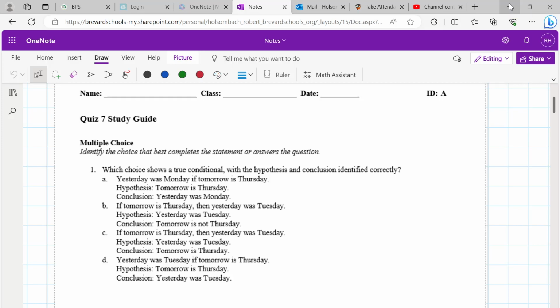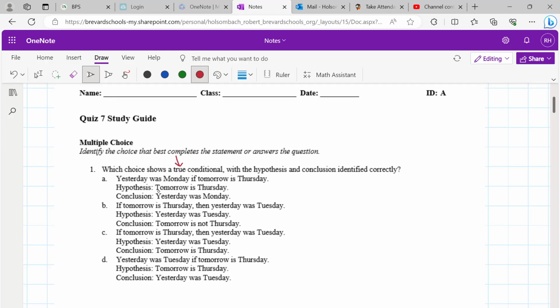All right, so let's do this study guide for quiz 7. And looking at number 1 here. Identify the choice that best completes the statement. Which choice shows a true conditional? All right, that's the key to this right here, guys, is this true conditional. Because if this conditional statement isn't true, you're not going to use that answer.